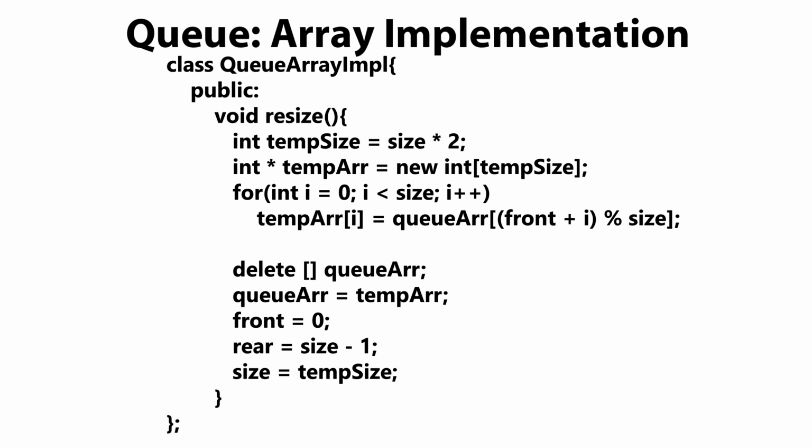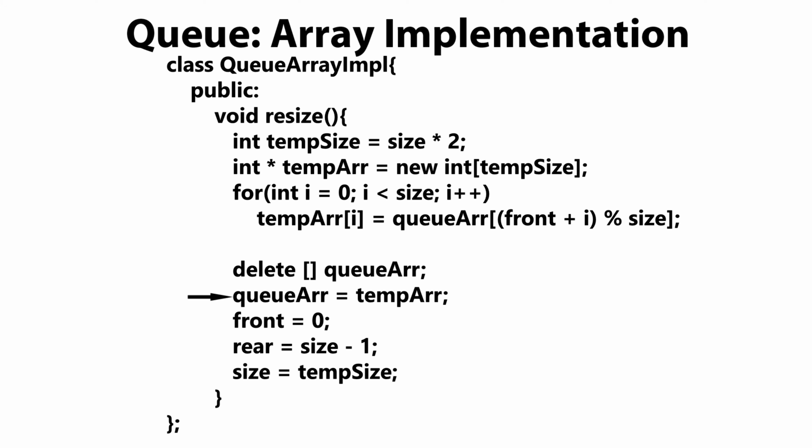So first, we're going to create a temporary size variable, and this is going to be twice the size of our current array that we're using for our queue. Then we create an array that's twice the size of our current array, and this is going to be the array that we copy all our data to. Afterwards, we copy all the data from our old array to the new array. Now we can safely delete our old array. Once we do that, we can set our array to the newly created array.